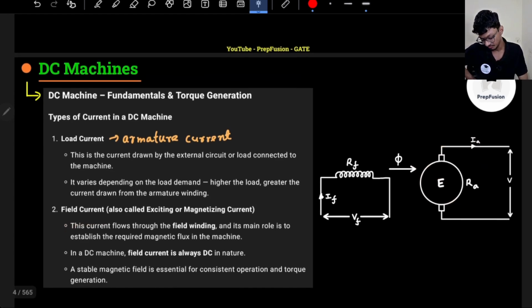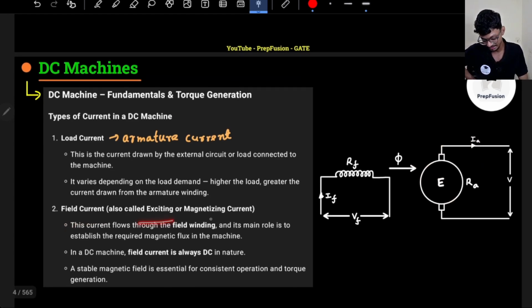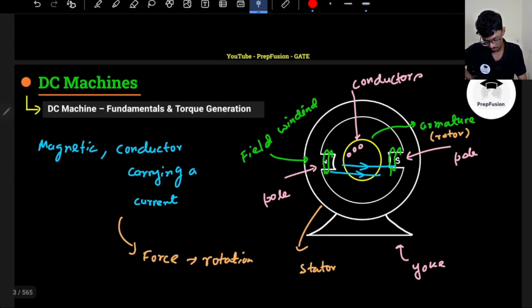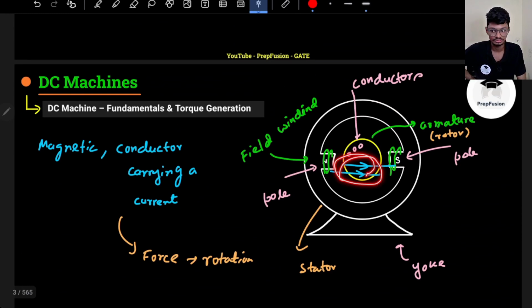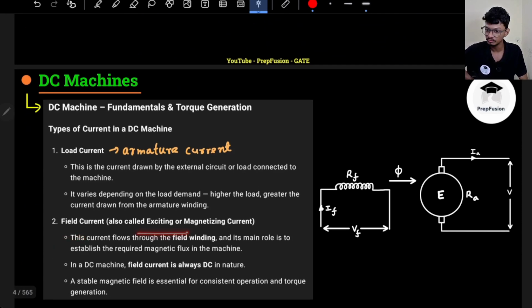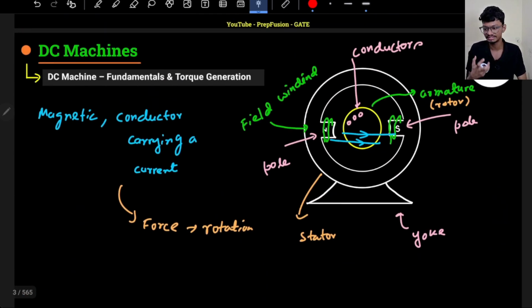Field current is also known as the exciting current or the magnetizing current. It is responsible for developing the main pole field flux. Who is responsible for this flux? The current in the field windings. The current in the field windings is known as the field current, also known as the exciting current, because it provides the excitation.